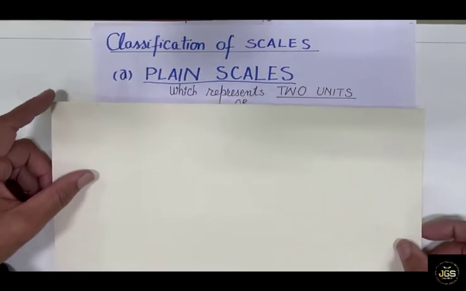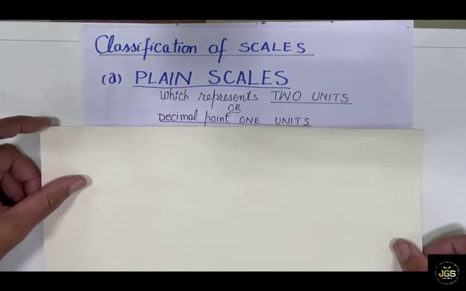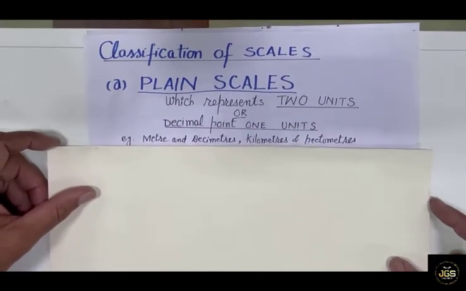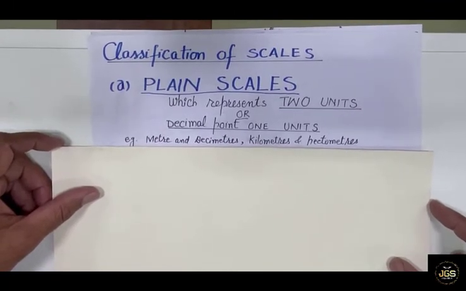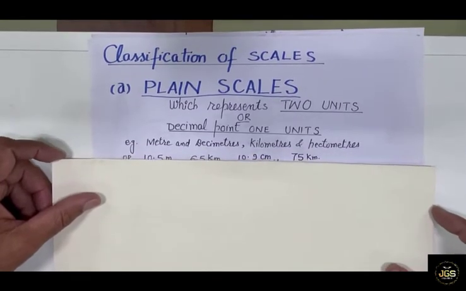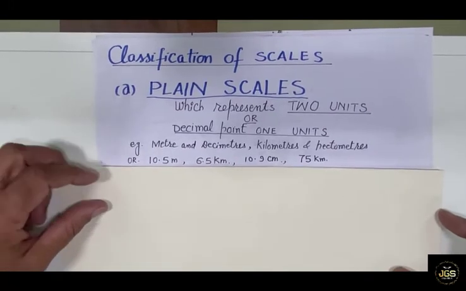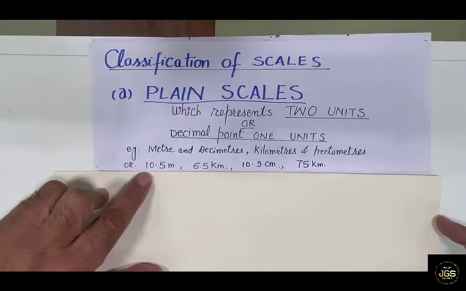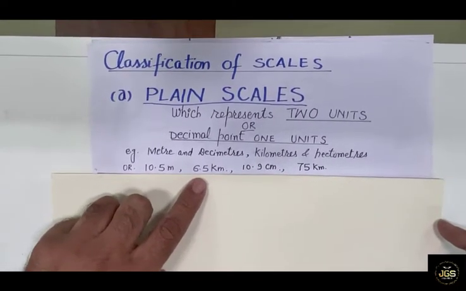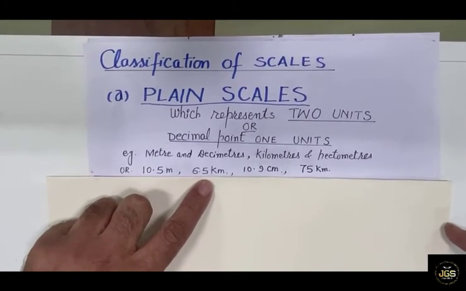So what is plane scale? Which represents 2 units or decimal point 1 units. For example, meter and decimeters, these are 2 units of measurement. Kilometer and hectometers. Or we can say 10.5 meter. It means this contains 10 meters and 5 decimeters. 6.5 kilometer means it contains 6 kilometers and 5 hectometers.